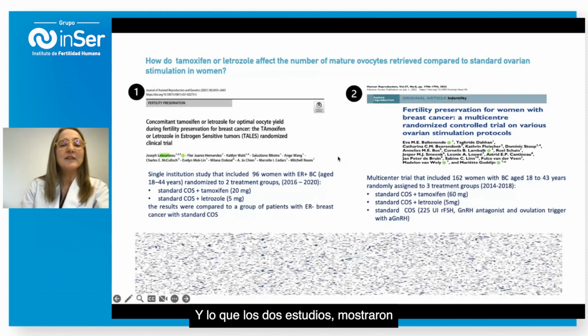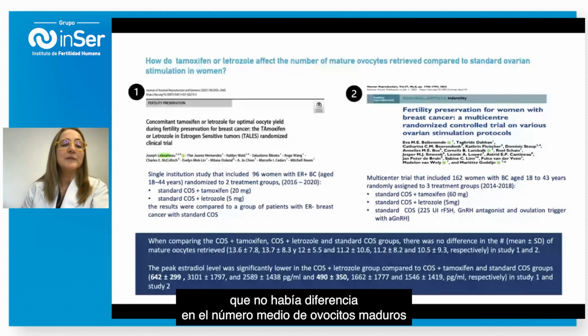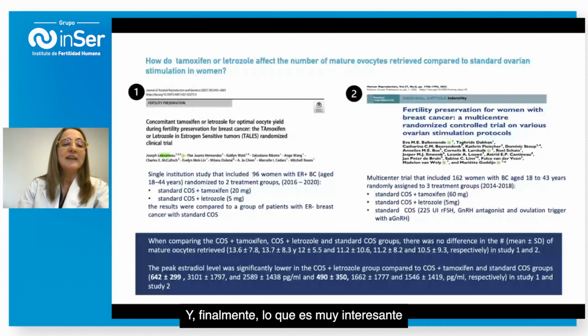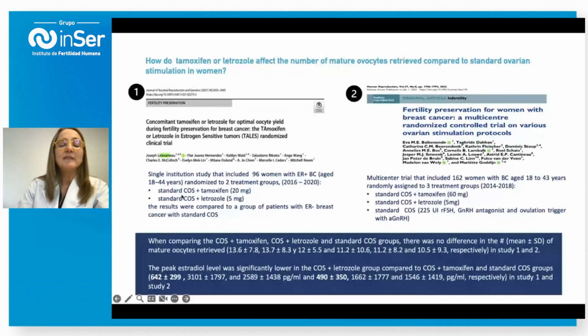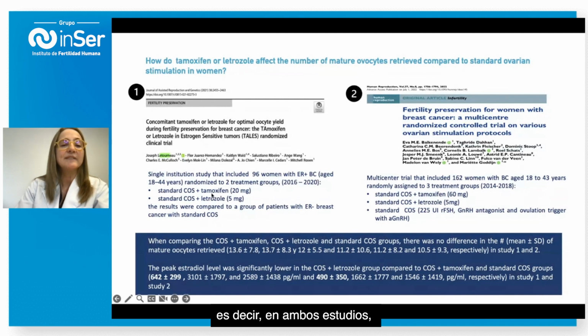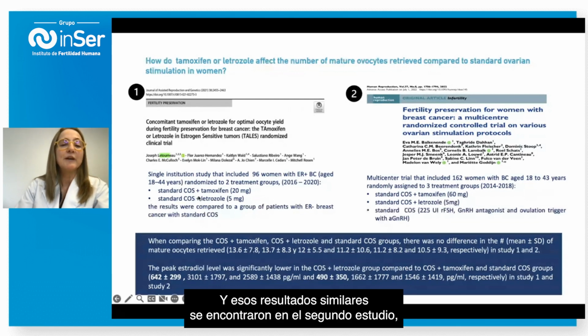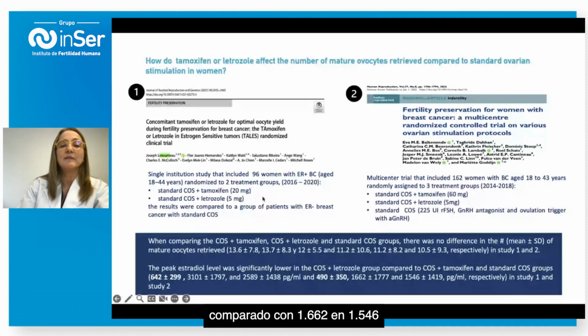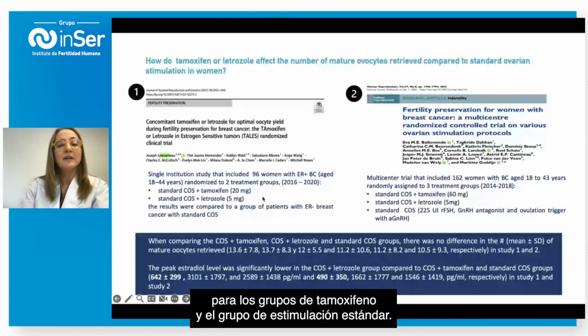And what the two studies showed is that there was no difference in the mean number of mature oocytes retrieved when comparing the three groups. And finally, what is very interesting is that the peak estradiol level was significantly lower in the group that received controlled ovarian stimulation with letrozole. That is, in the first study, the mean estradiol level for this group was 642 picograms per ml compared to 2,500 for the tamoxifen and the standard group. And very similar results were found in the second study, where the estradiol levels were 490 picograms compared to 1,662 and 1,546 for the tamoxifen and the standard stimulation groups.